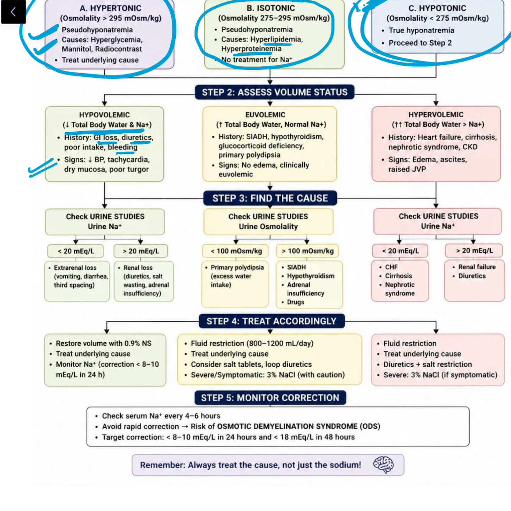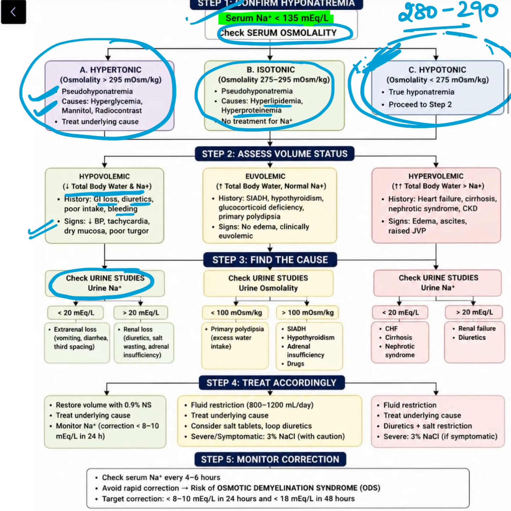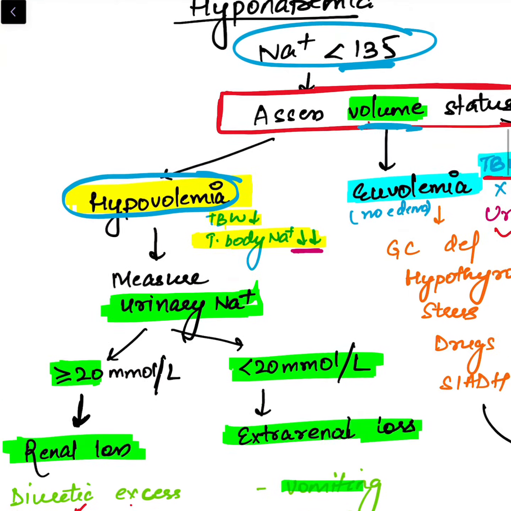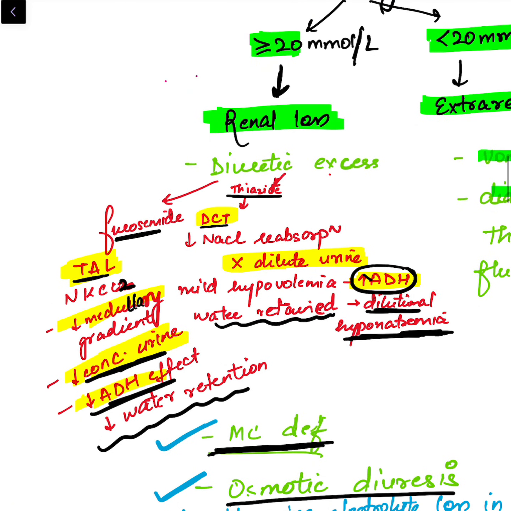After checking the volume status, you need to check urine sodium. First you have checked the serum sodium, then the osmolality, and then the volume status. If volume is low, then you will check the urine sodium level. If urine sodium is high, that means it's a renal cause. Renal causes can be diuretics, mineralocorticoid deficiency, and so on. One renal cause is a diuretic, the thiazide diuretic.